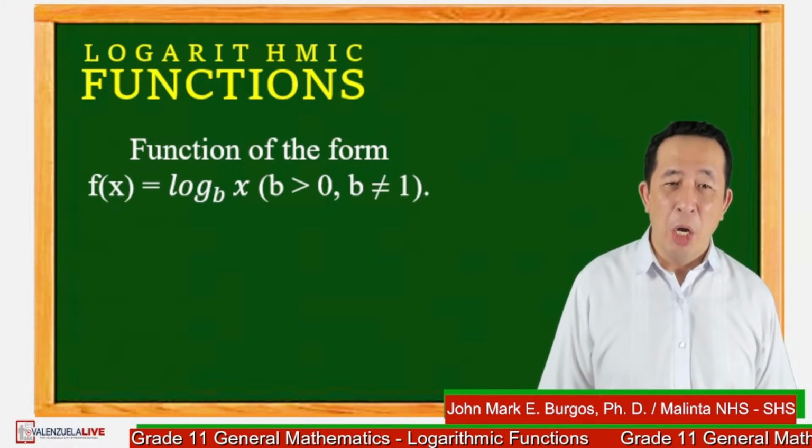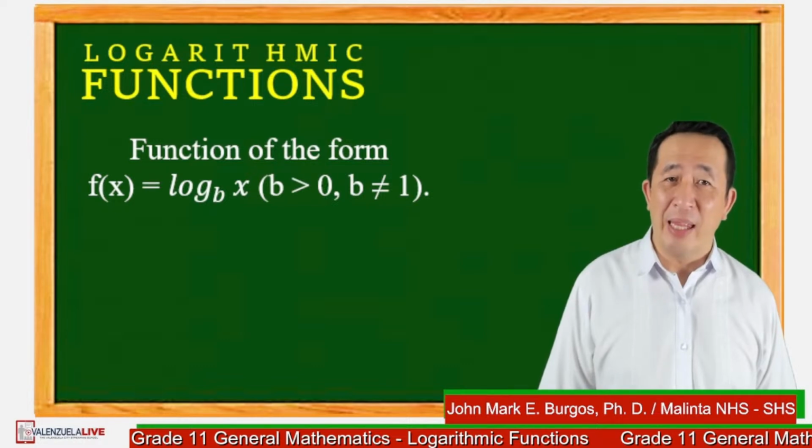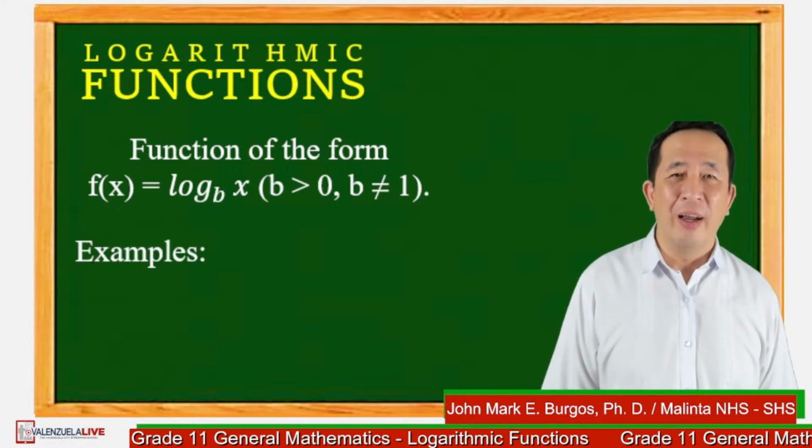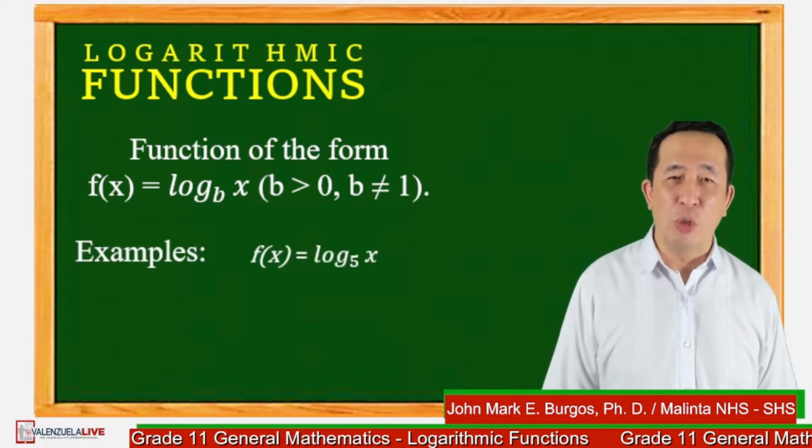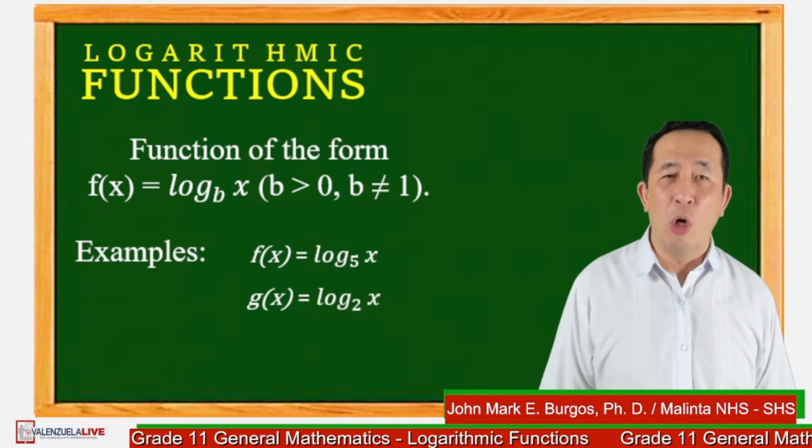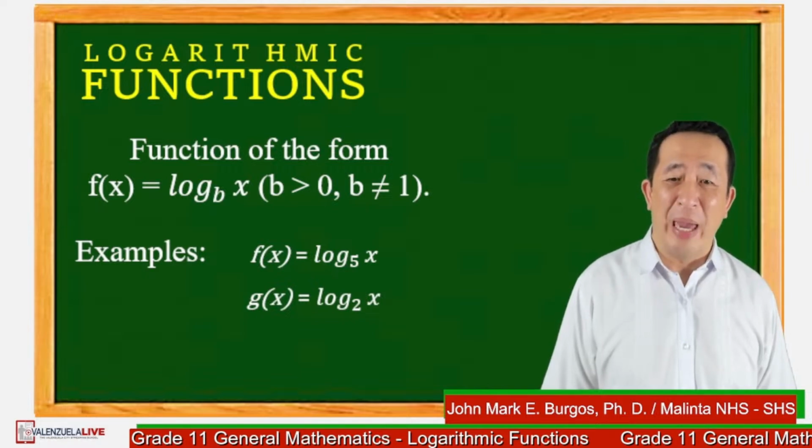For the function of the form f of x is equal to logarithm of x with base b, where b is greater than 0 and b is not equal to 1, examples are f of x is equal to logarithm of x with base 5, and g of x is equal to logarithm of x with base 2.